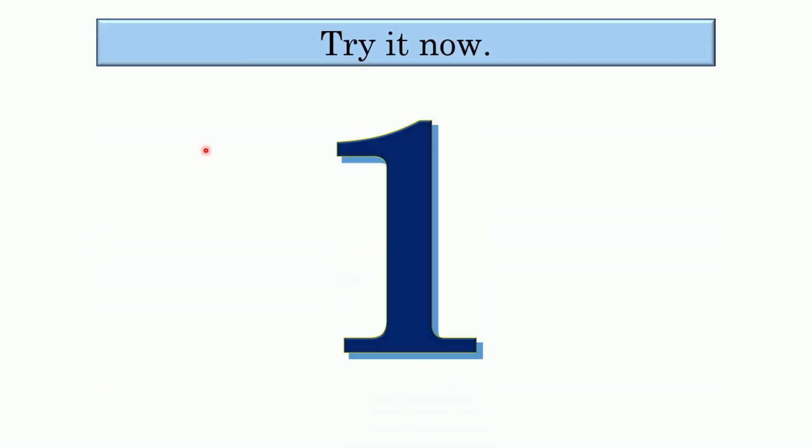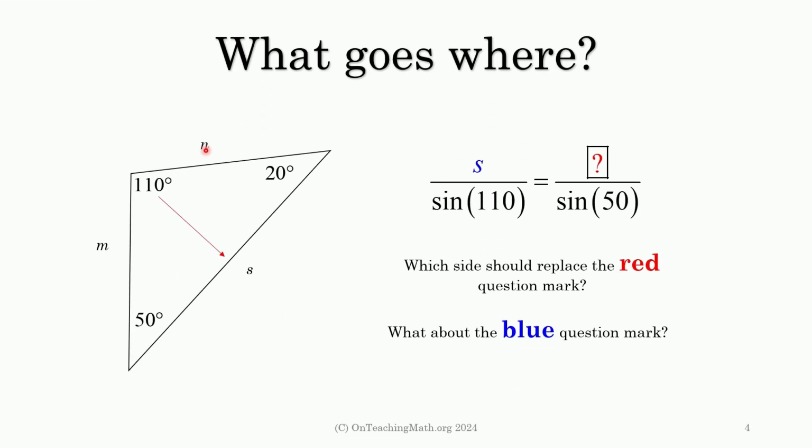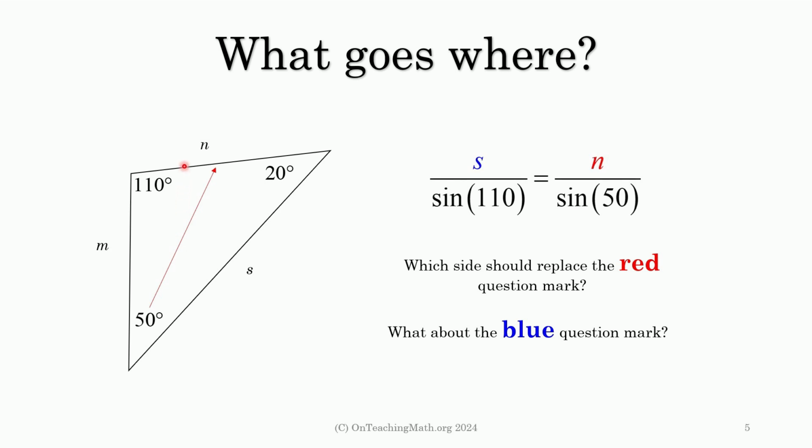I'm going to go over the answer and the reasoning right now. So first of all, these are ratios of opposite side to angle. When you're using the sine rule, that's how it goes. So 110 and S, they're opposites. So S would go there, and the opposite of 50 would be N. Hope you got that one right. Makes good sense for you.